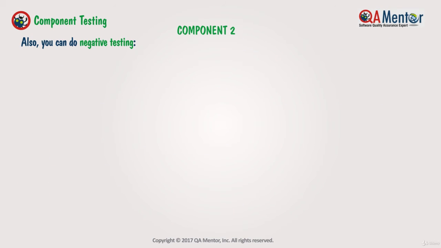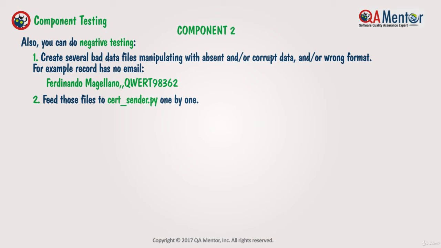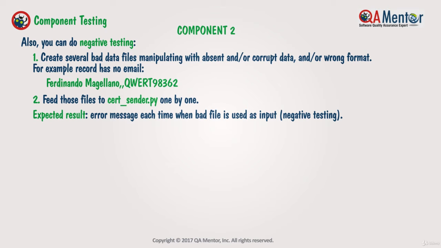Also, you can do negative testing. 1. Create several bad data files manipulating with absent and/or corrupt data and/or wrong format. For example, record has no email. 2. Feed those files to certsender.py one by one. Expected result: error message each time when a bad file is used as input, negative testing.